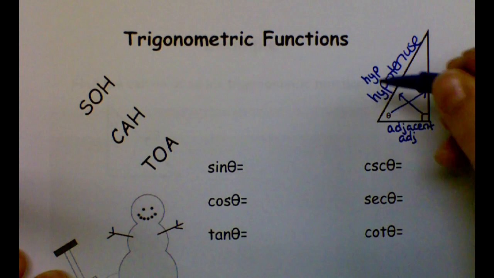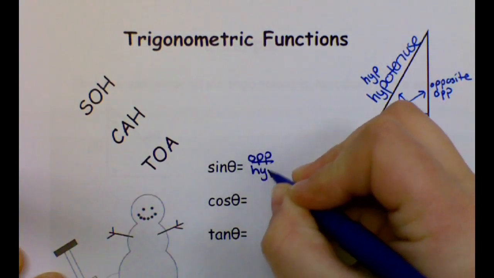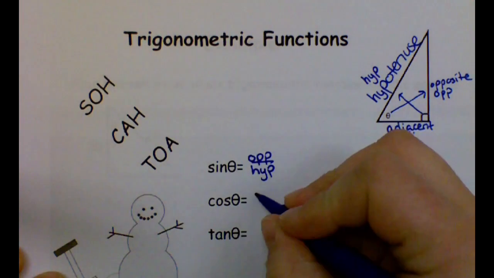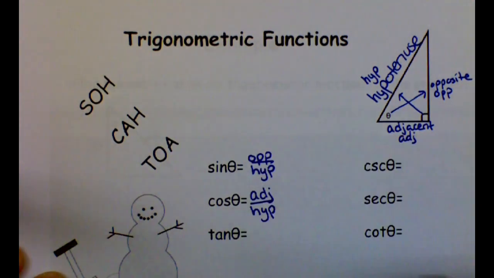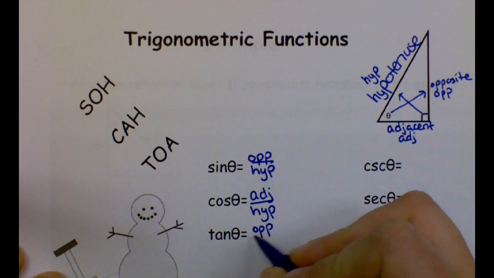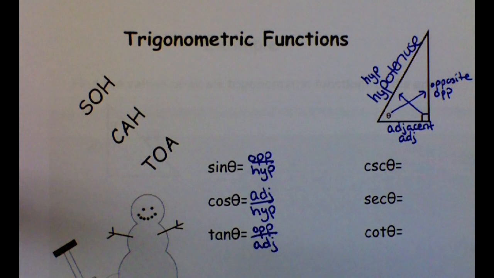Sine is opposite over hypotenuse. Remember SOHCAHTOA. Cosine is adjacent over hypotenuse. And tangent is opposite over adjacent. That's all from geometry. But now we are going to talk about 3 others. And they line up this way. We'll usually write them this way too.